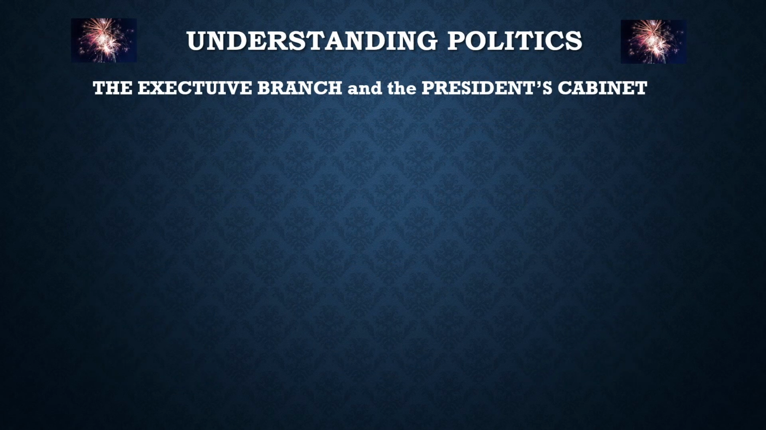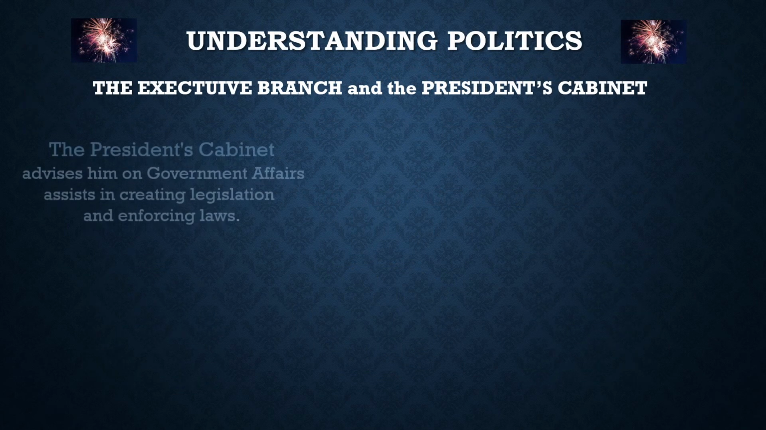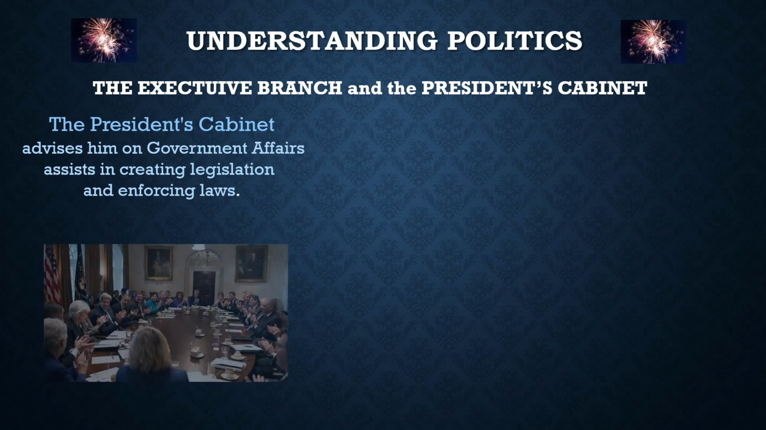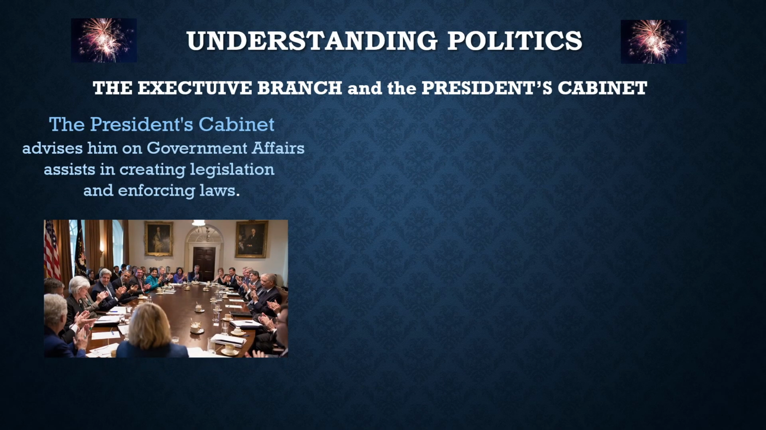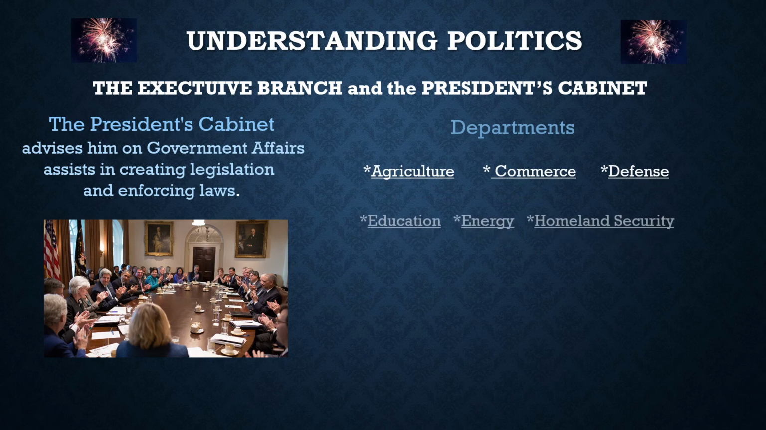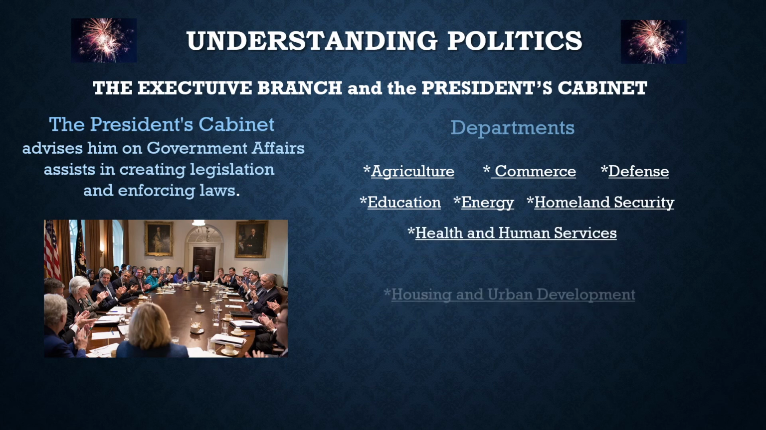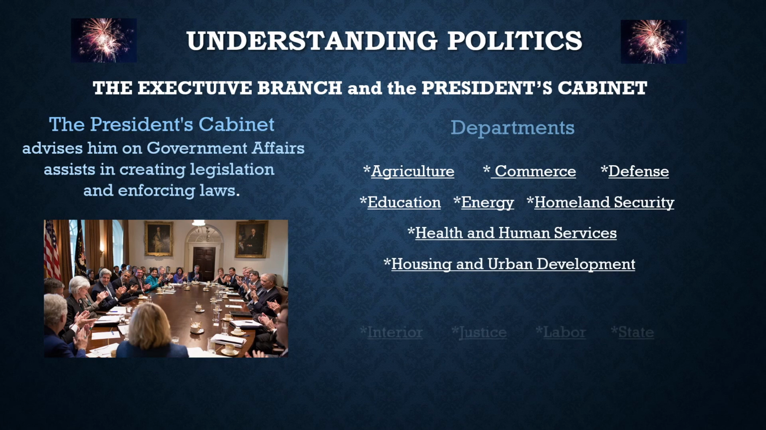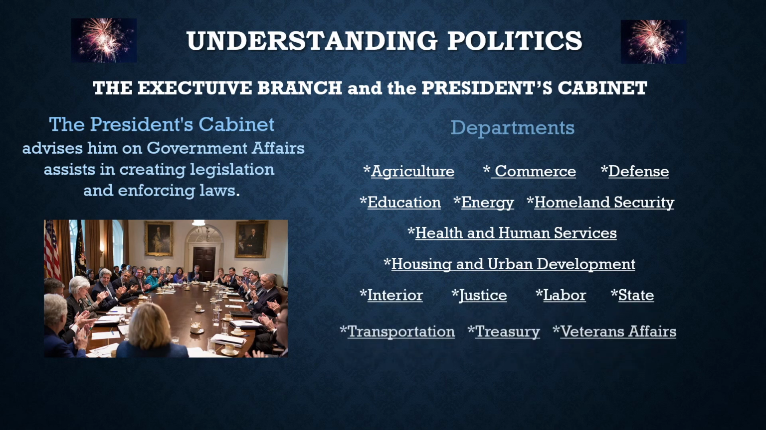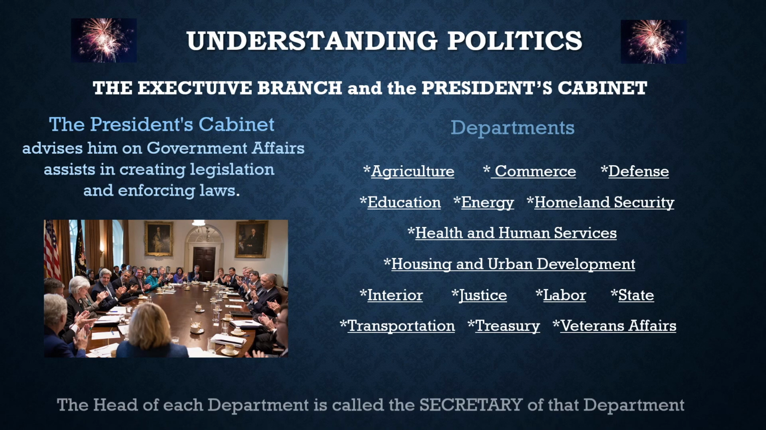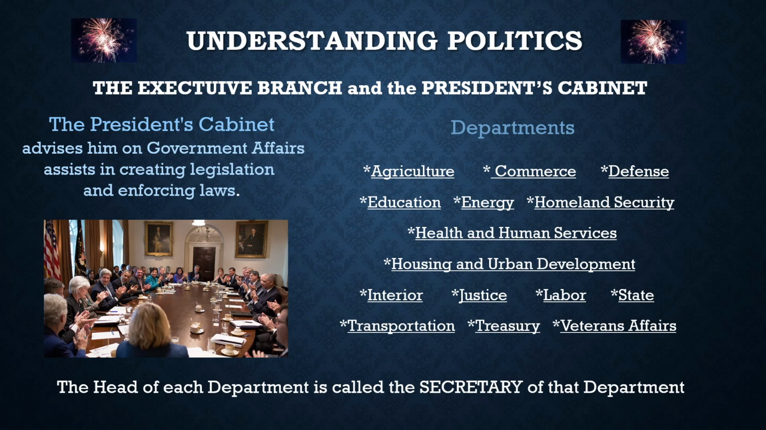The Executive Branch and the President's Cabinet. The President's Cabinet advises him on government affairs, assists in creating legislation and enforcing laws. Departments: Agriculture, Commerce, Defense, Education, Energy, Homeland Security, Health and Human Services, Housing and Urban Development, Interior, Justice, Labor, State, Transportation, Treasury, and Veterans Affairs. The head of each department is called the Secretary of that department.